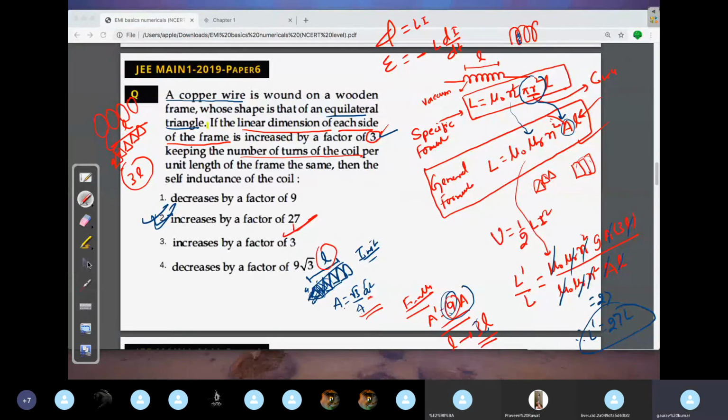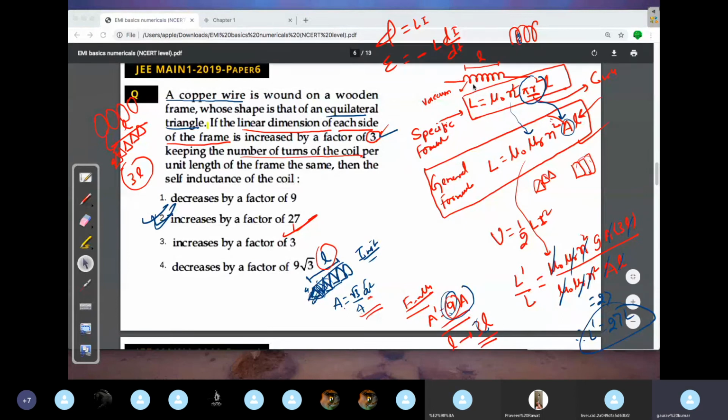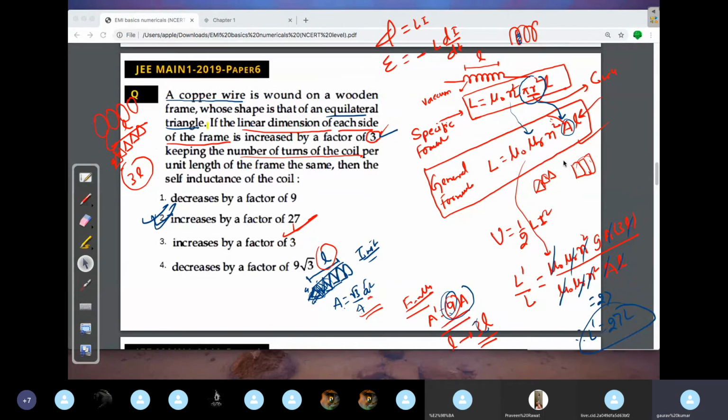You have to visualize this. There is nothing else in it: you're replacing circular areas with equilateral triangle area. So the formula will be area A equals root 3 by 4 L square. Now in the question they're telling you to increase each side by a factor of 3. So L will become 3L, and the area we can see becomes 9 times, so it will increase by a factor of 9.